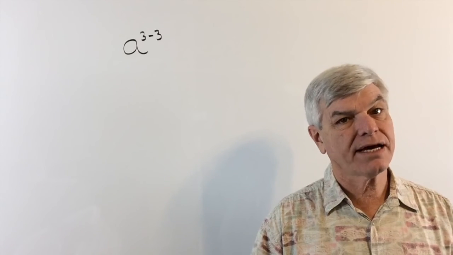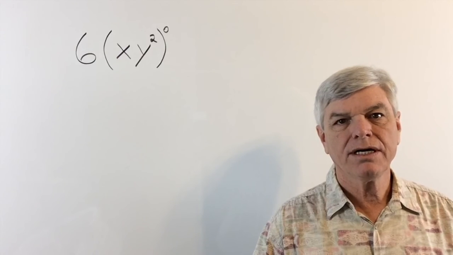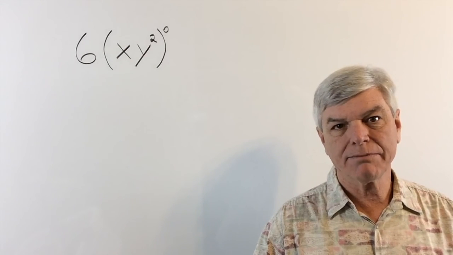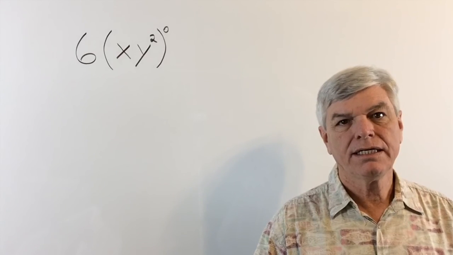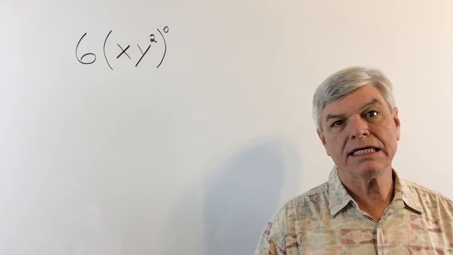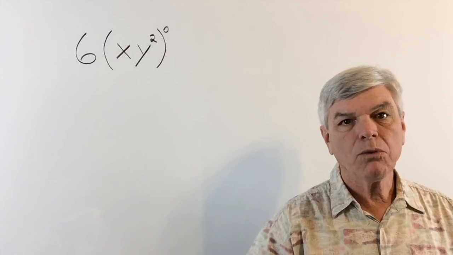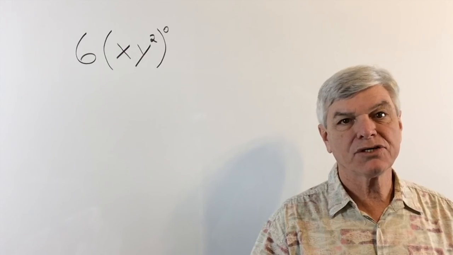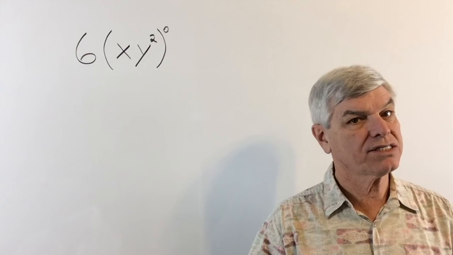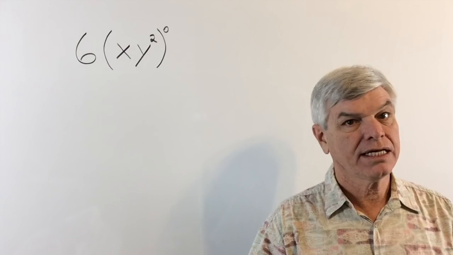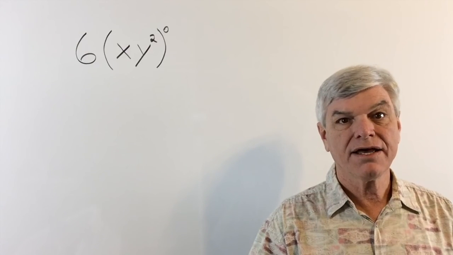Let's look at another example. Now this example is different than the example that's in the book, but there are some things in my example that I want to show you that are not in the example in the book. So let's look at the zero exponent. There it is. And what is a zero exponent associated with? It's not associated with y squared. It's associated with the parentheses.